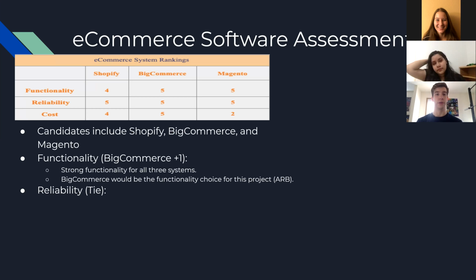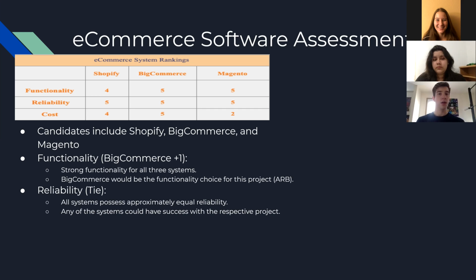We believe that BigCommerce would be the best choice, related to Shopify and Magento being less effective for the company overall. And in terms of our reliability assessment, all 3 possess approximately equal reliability. All 3 companies met the 6 PCI standards and compliance, as well as possessing the 256-bit encryption SSL certificate, as well as being monitored on a corporate level.